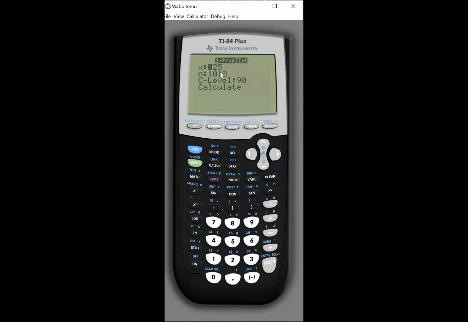If you look at X, X we said was 1,123, N was 1,783. C level, which is confidence level, is 90%. You go calculate.